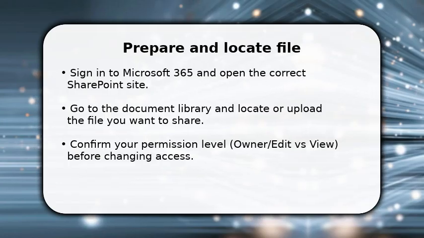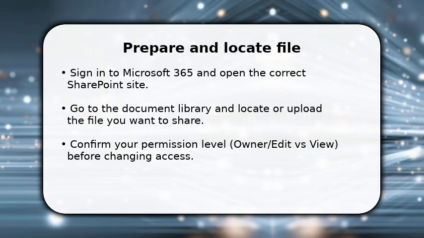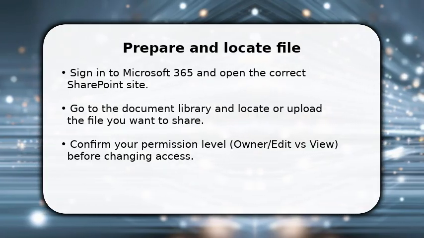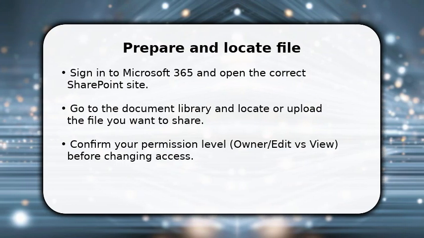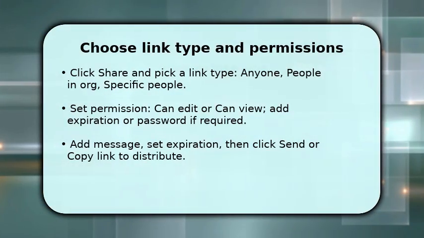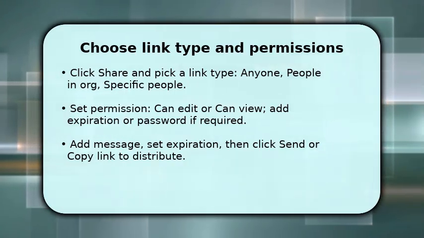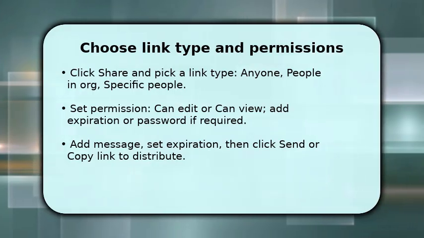Once done, click the ellipsis or right-click the file to reveal the share option. This is the first actionable step that moves you from preparation into configuring access. After choosing Share, decide how broad the link should be. Anyone allows external access. People in org limits to your tenant, specific people targets named users.